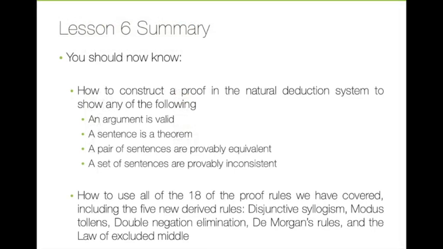And with that example, we've now covered all of the proofs and proof strategies we'll need to do within the natural deduction system. So you should know how to construct a proof in this system to show that an argument is valid, that a sentence is a theorem, that a pair of sentences are provably equivalent, and that a set of sentences are provably inconsistent. And given that we've now added 5 new rules, you should be able to use your knowledge of these rules and the strategy we've covered to complete any proof in natural deduction.